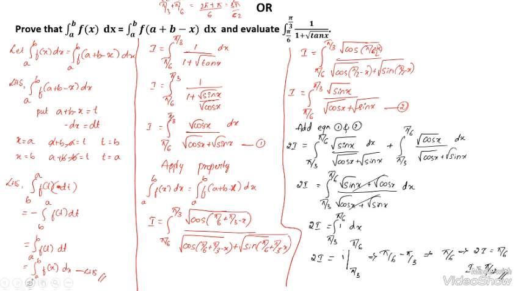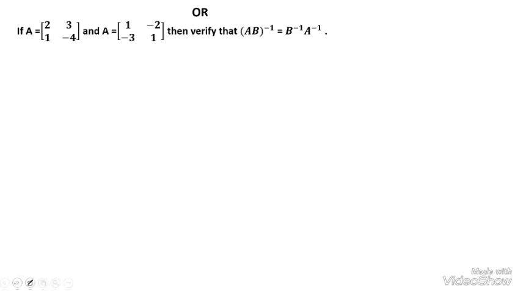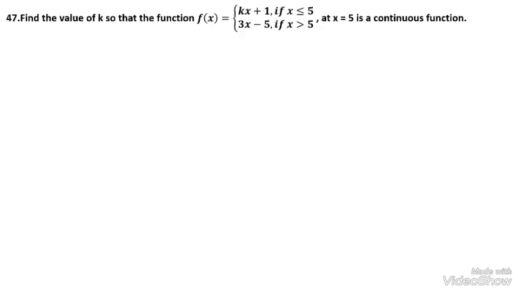Now we can move to the next question. Question number 46. This is also one of the important problems: find the value of k so that the function f of x is equal to kx plus 1 if x is less than or equal to 5, and 3x minus 5 if x is greater than 5.